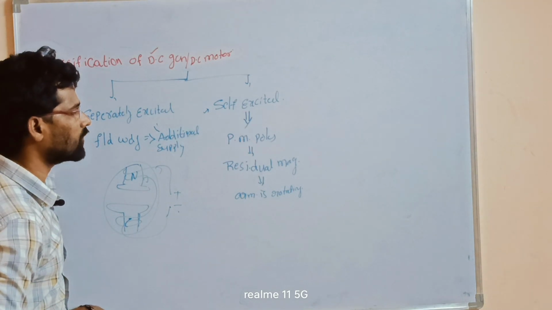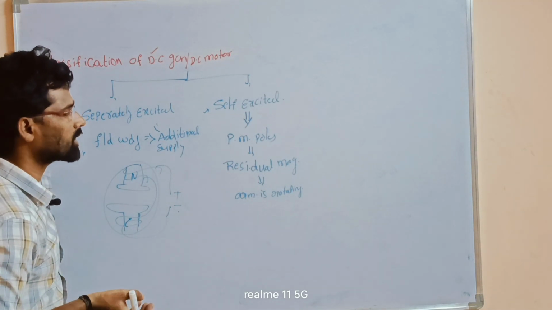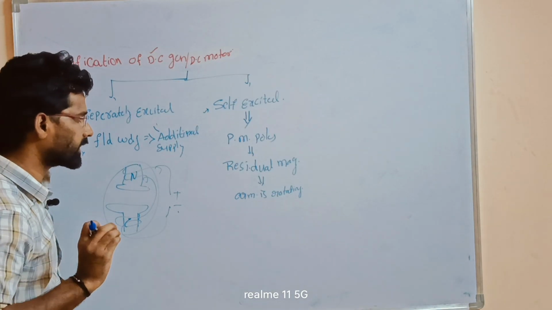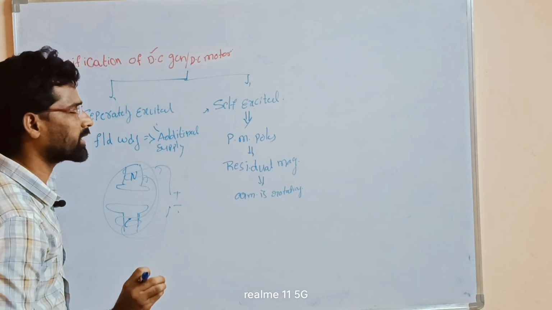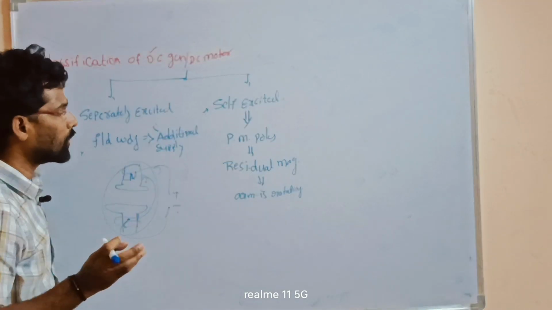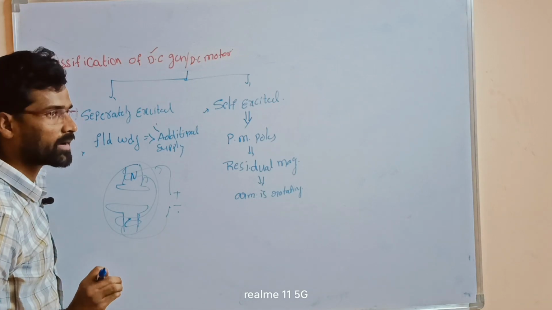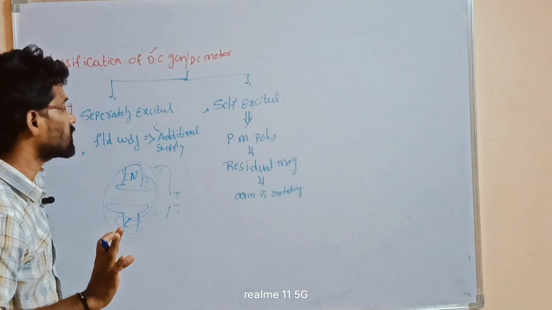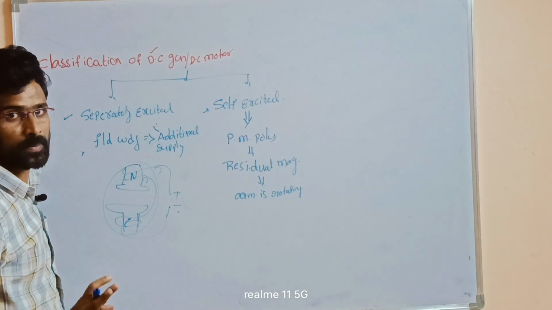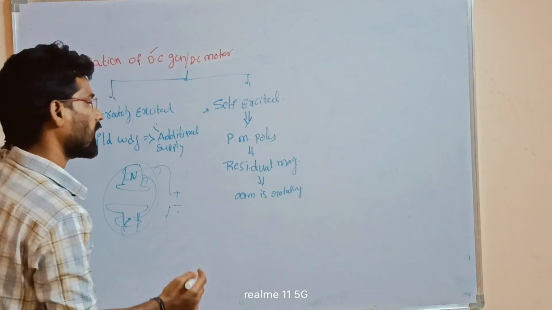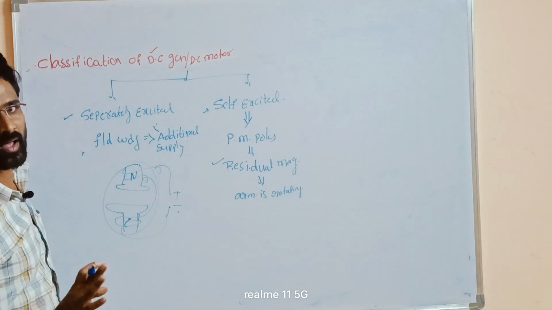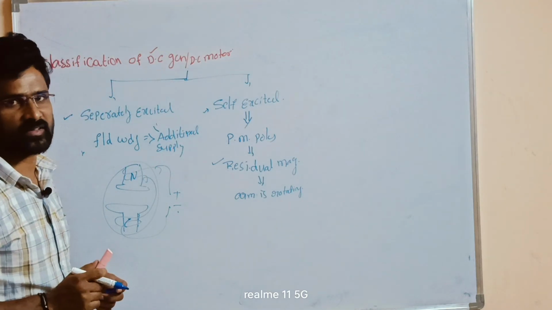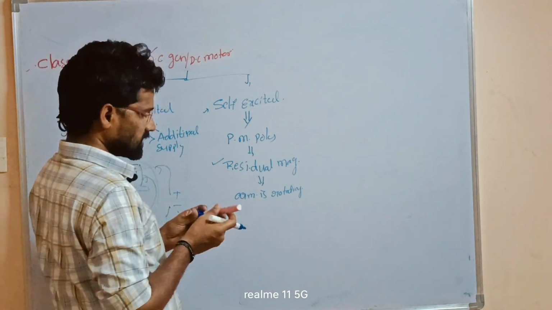In case the residual magnetism is lost, for example when the terminals are connected in reverse, the residual magnetism will be lost. So we regain the residual magnetism by connecting an external battery supply to the field poles. Then the residual magnetism is regained. When the residual magnetism is present, it acts as self-excited. Okay, that is a self-excited machine.